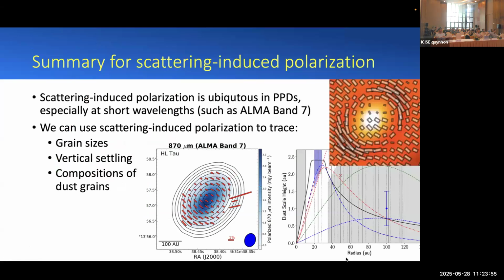Yeah, so I would like to summarize the first part a little bit. In the first part, I discussed the scattering-induced polarization mostly. And we discussed that these kinds of uniform polarization patterns are almost ubiquitous in protoplanetary disks, especially at ALMA band 7. And this is a very powerful tool to study the grain size, the vertical settling, or even the composition of dust grains, how porous they are, or even whether they are silicate or carbonaceous.